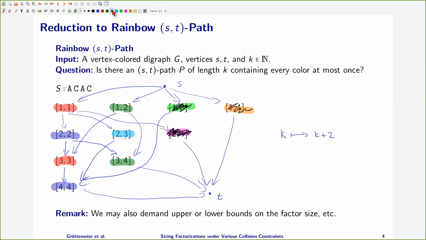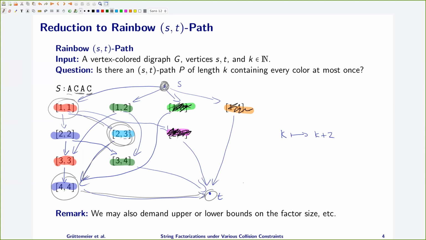So the path that corresponds to this solution that I showed before starting the construction, this would be exactly this path, right? So we'd start at S, then go to the vertex 1, 1, which corresponds to A, then go to the vertex 2, 3, which should correspond to CA, and then go to the vertex which corresponds to the last character C, and then we go to the final vertex T.